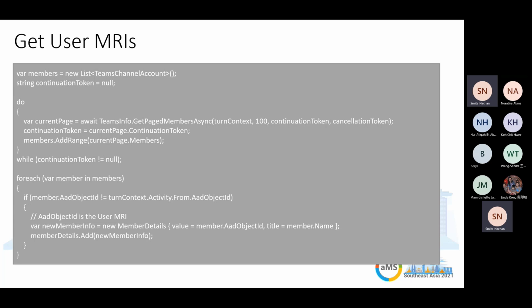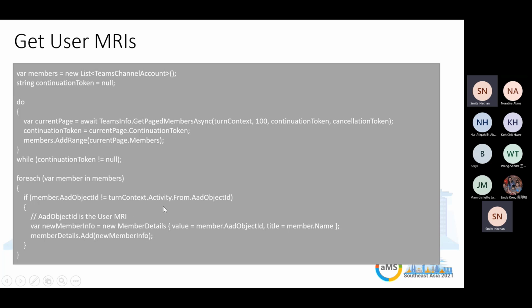In that case, this is the code through which you will be able to get all those user MRIs. Simply, we are storing one array wherein we will store all those members, and then we are getting the TeamsInfo.GetPagedMembersAsync, so that we'll be able to get the paged member information. Then we can just get the current page's members, which will return all of the members who are part of that particular Teams channel, and then we will store that information into our array.